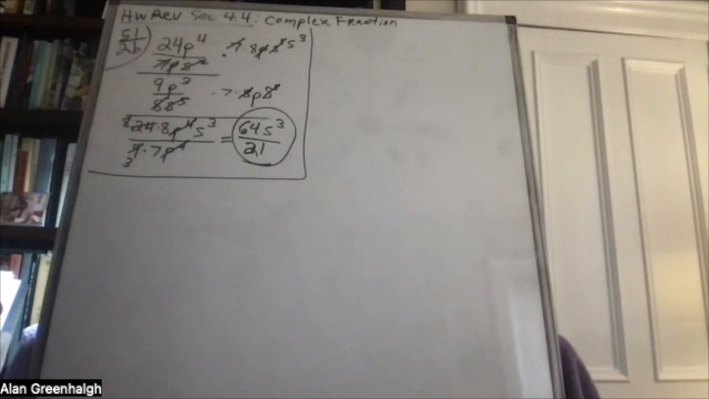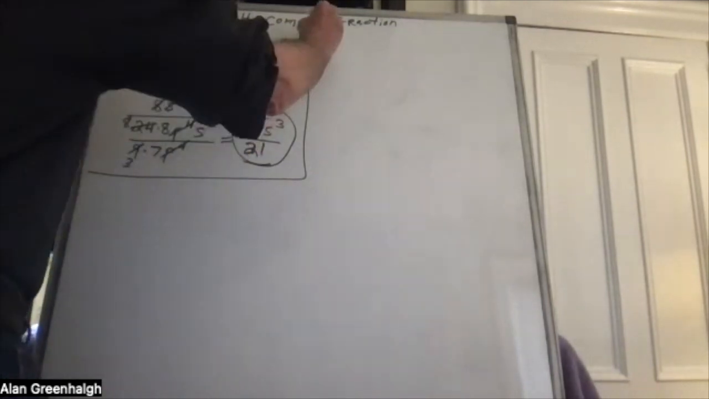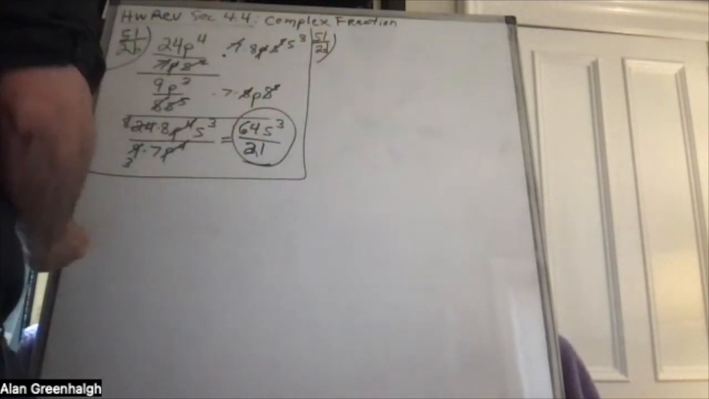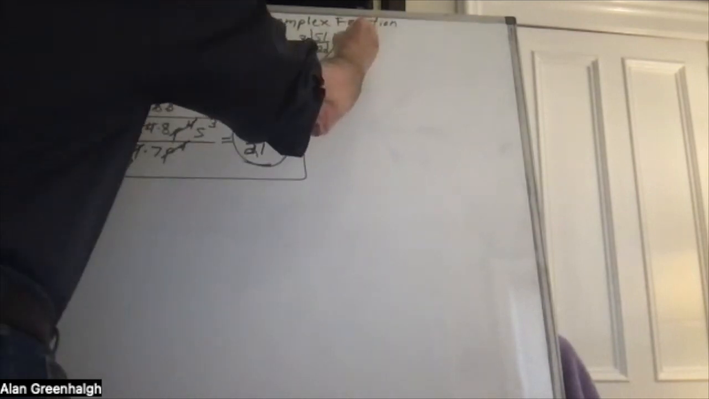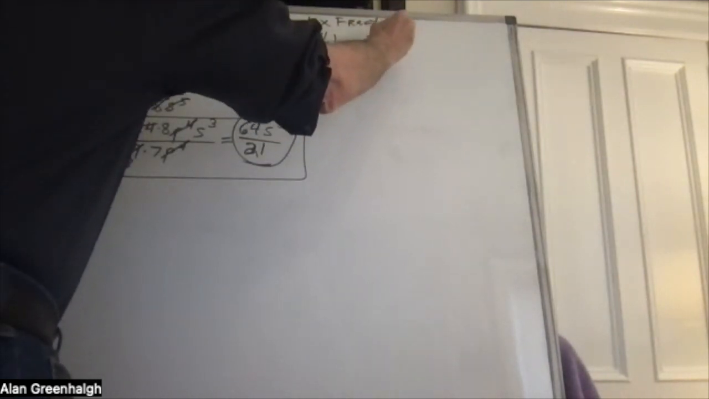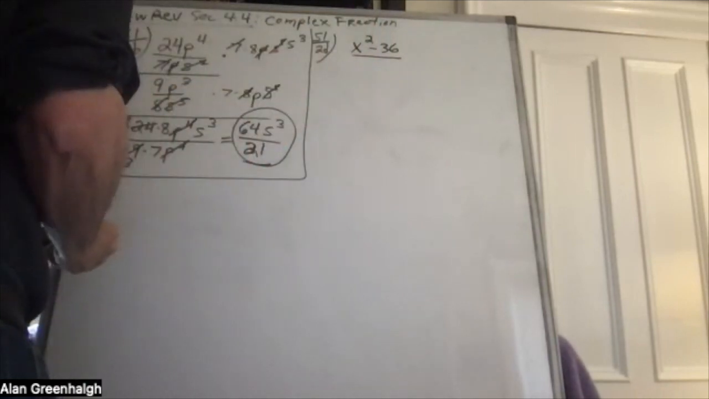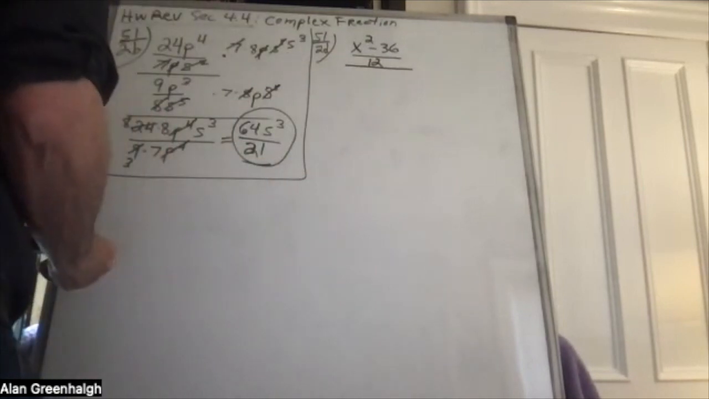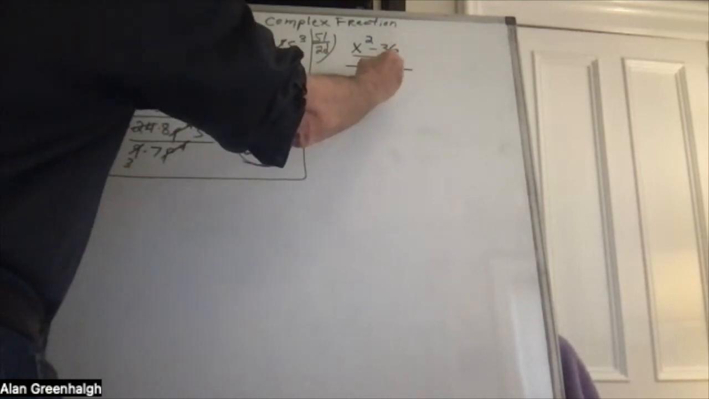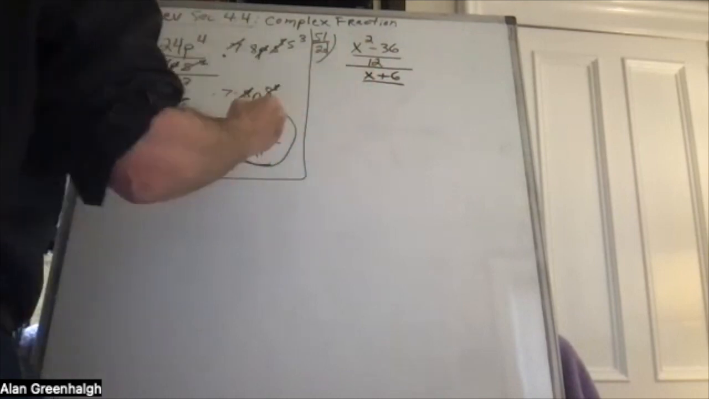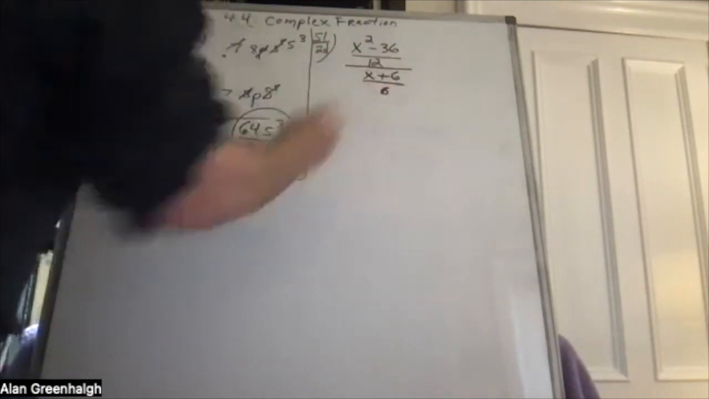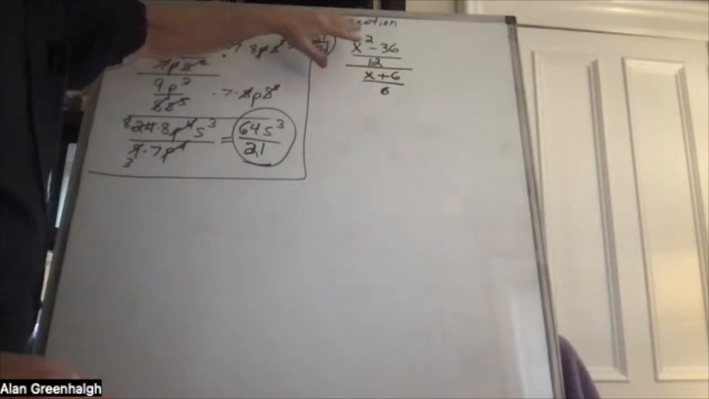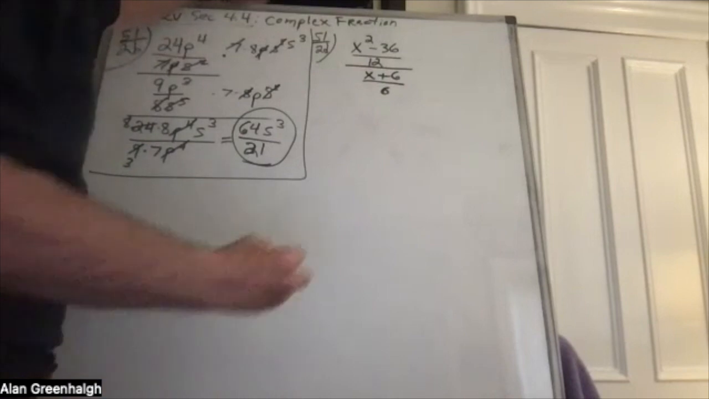And we go on to problem 2D on page 51. And this is what that looks like. x squared minus 36 divided by 12, divided by x plus 6 over 6. So let's first get rid of the denominators, then we'll deal with any factoring that has to go on.